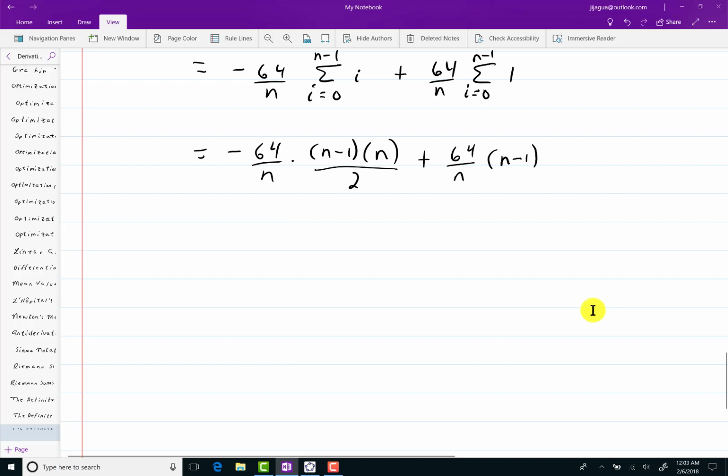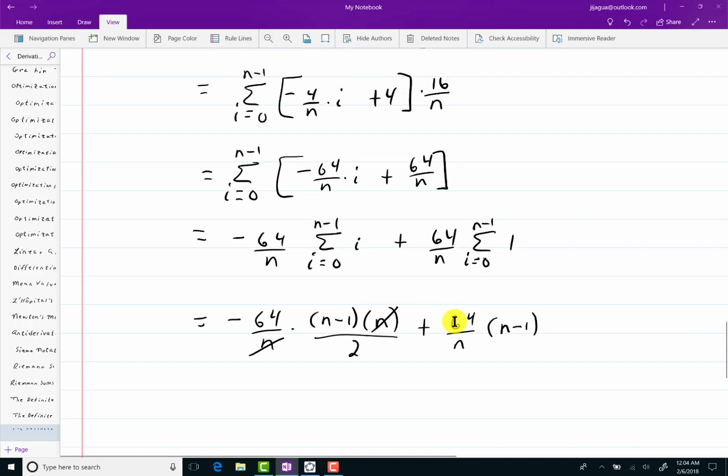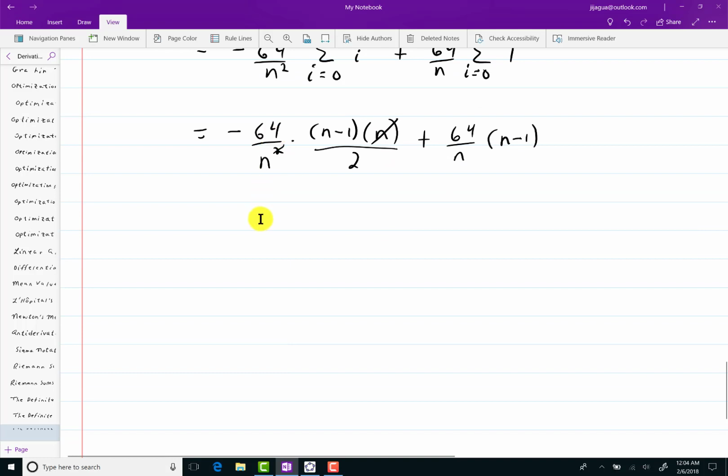And I'm going to play a lot of the same games I did before. For instance, I'll take this out of there. I had an n squared here, so cancel one of those out. And then what I'm going to do is take a 2 out of here, 32. So I have negative 32. I'm going to do the same thing I did before, n minus 1 over n, plus 64 times n minus 1 over n.